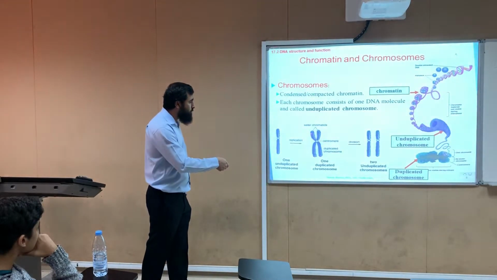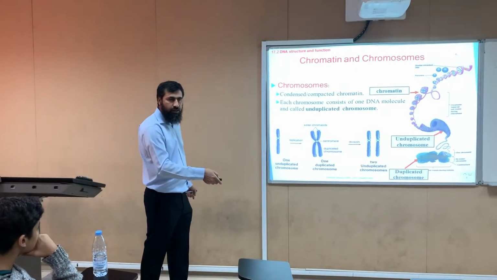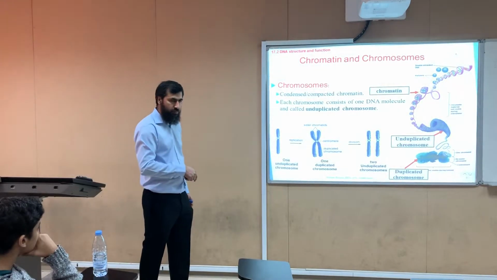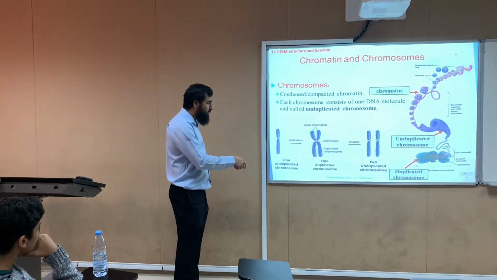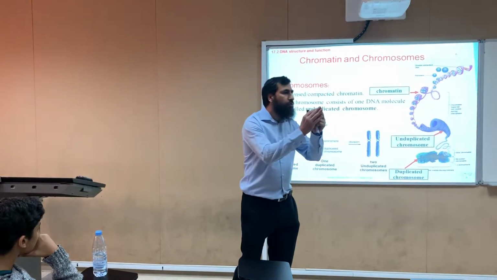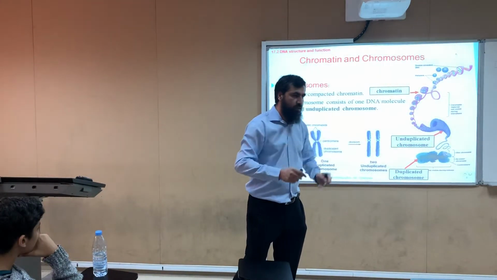The duplicated chromosomes are called two sister chromatids, joined at this point, which is called the centromere. And this centromere holds these together until you get the point where they're separated. Okay, this is very important.